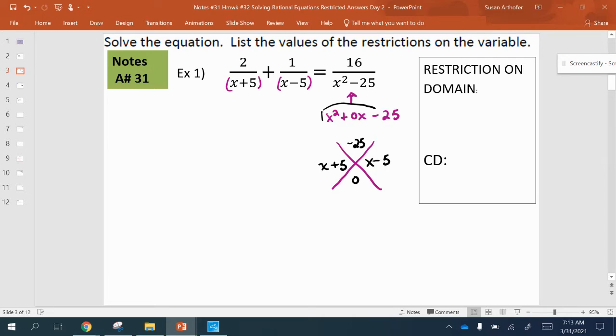So we're going to go ahead and write underneath that trinomial. My eraser's not working. There we go. We're going to write down the factoring, which will be x plus 5 and x minus 5. Okay, so that's our first step. We have to factor the denominator.